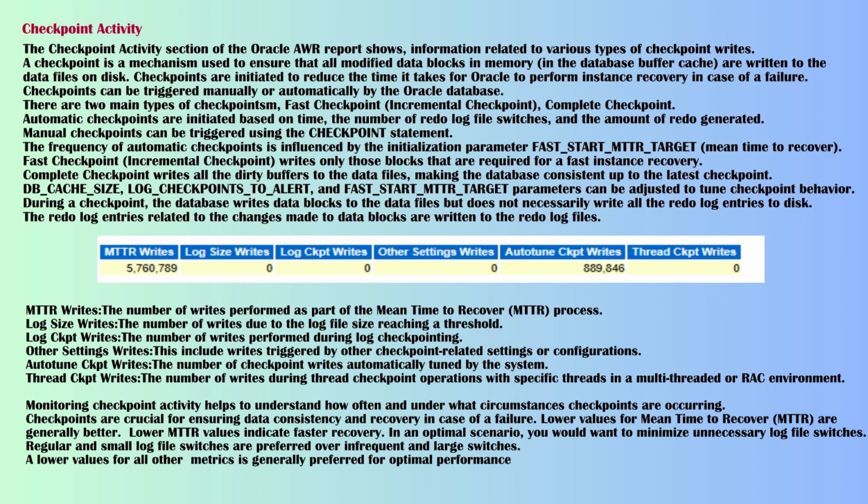In an optimal scenario, you would want to minimize unnecessary log file switches. Regular and small log file switches are preferred over infrequent and large switches. Lower values for all other metrics are generally preferred for optimal performance.